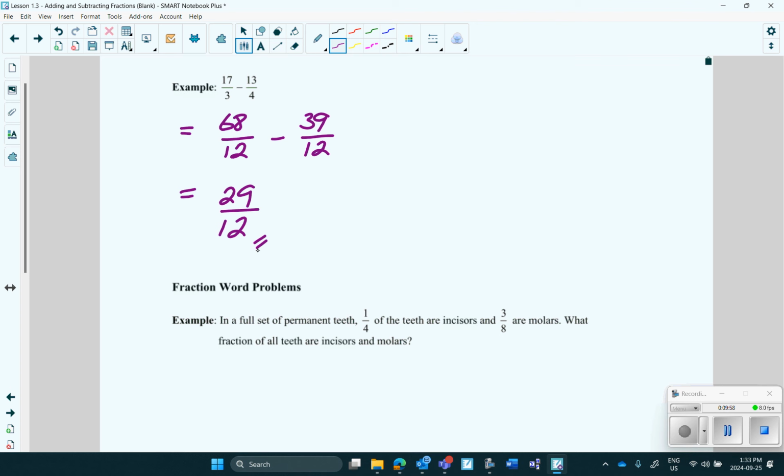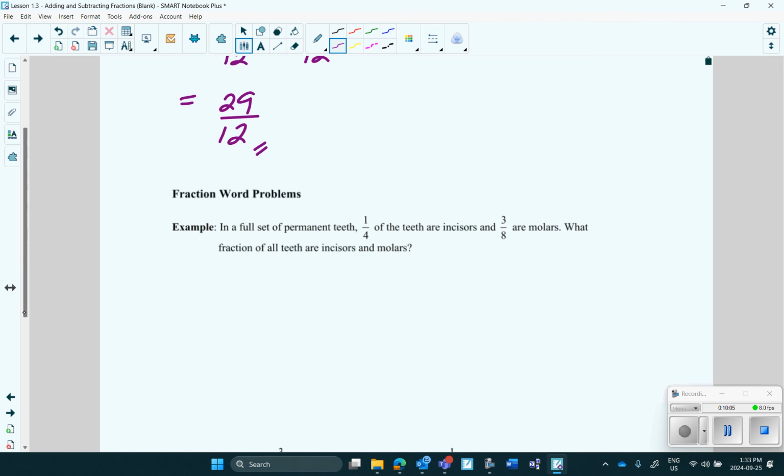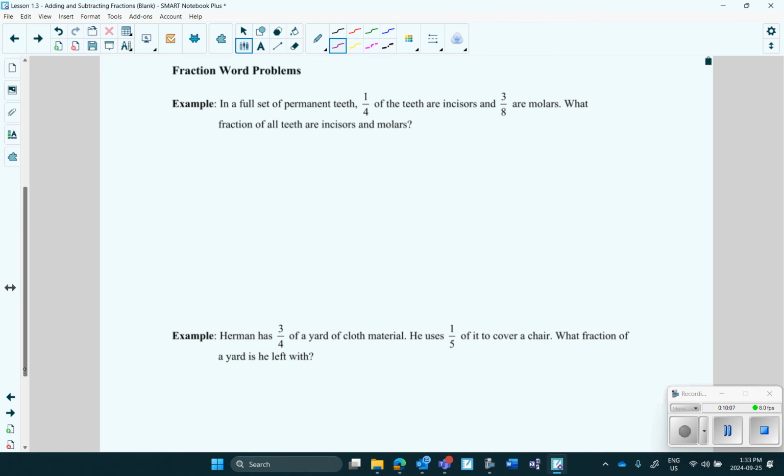And then these last two are just sort of interpreting word problems. So really what you have to do with these word problems is you have to just figure out, okay, what operation is the problem telling me to do? And then once you've got that, you just take your understanding of adding or subtracting. So we've got a full set of permanent teeth. A quarter of them are incisors and 3/8 are molars. What fraction of all teeth are incisors and molars?